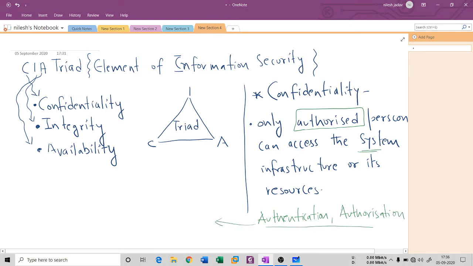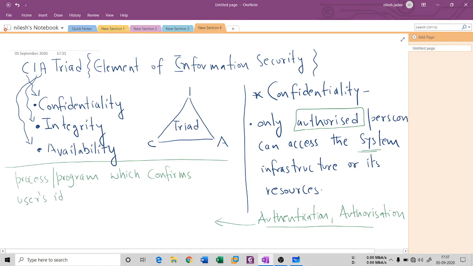So let's first cover authentication. It is basically a process or a program which confirms the user's identity, to ensure that the user really is who he claims to be. That's what we are checking, to ensure that the user really is who he claims to be.